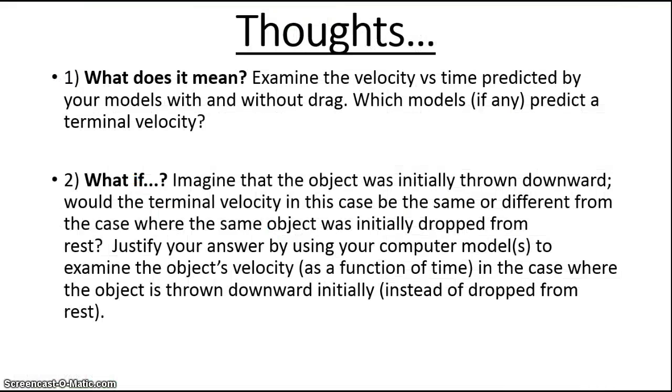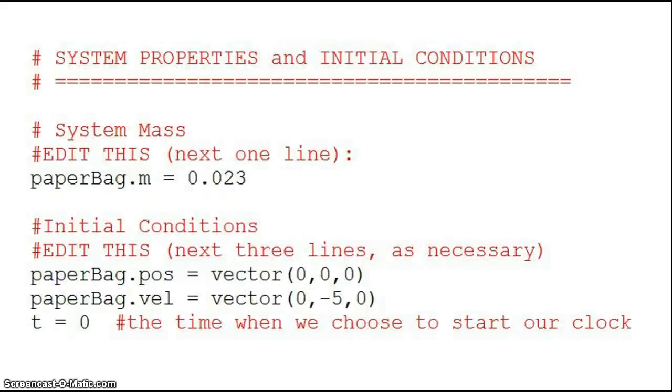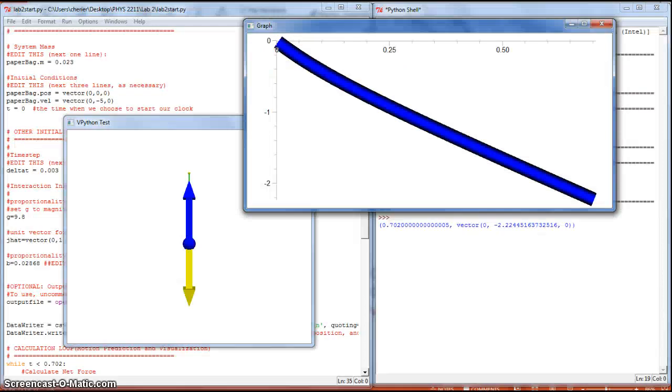Secondly, if the object was initially thrown downward, the paperbag.vel variable is changed. In this case, the terminal velocity would be the same, but since the object is thrown downwards, the drag force would surpass the weight force and the object would first decelerate.